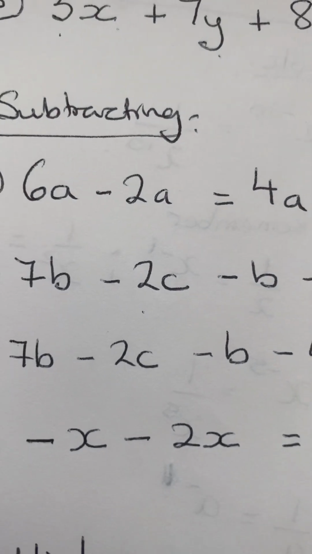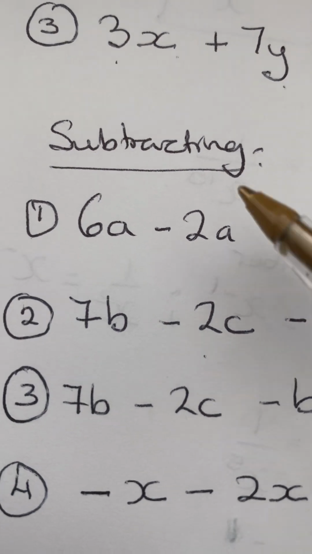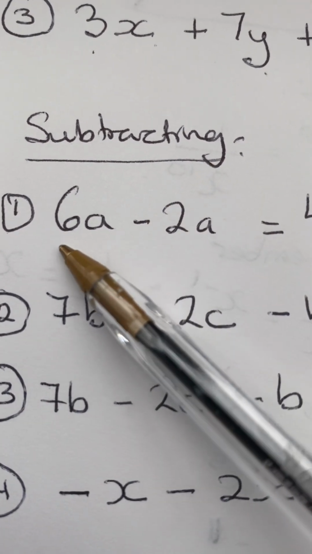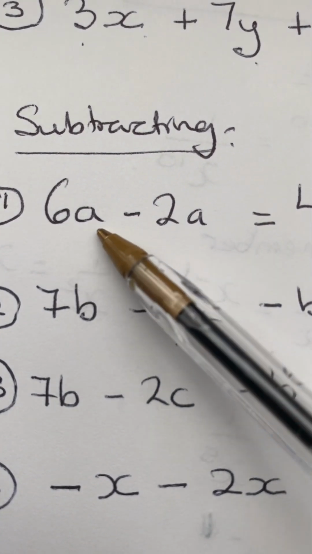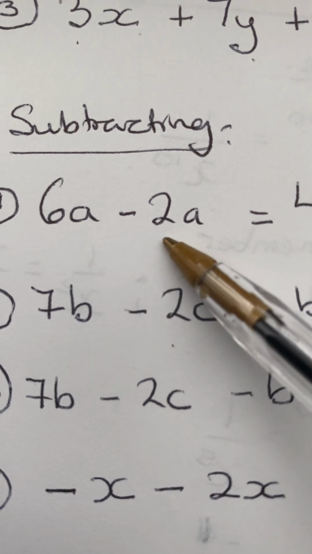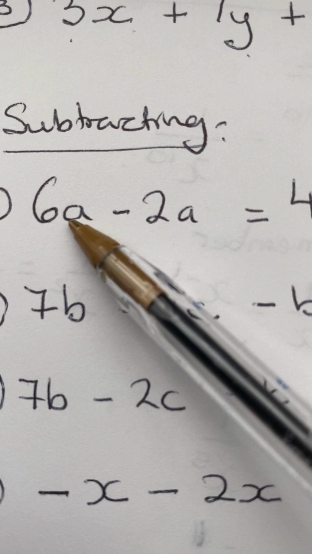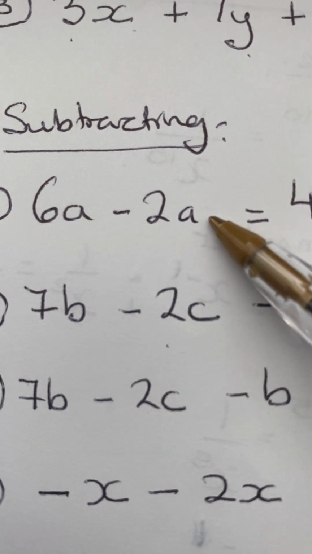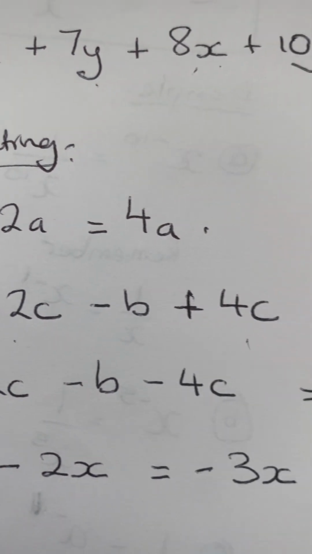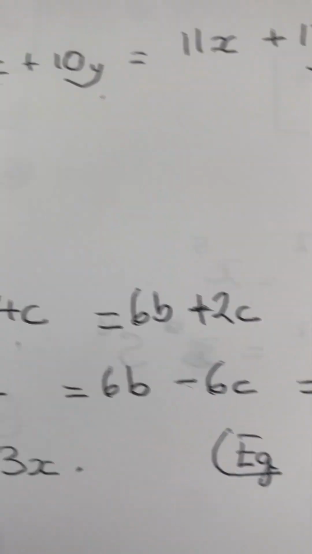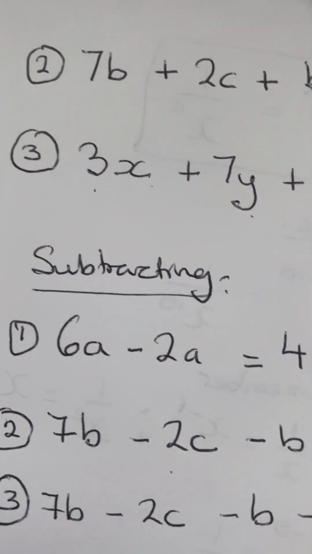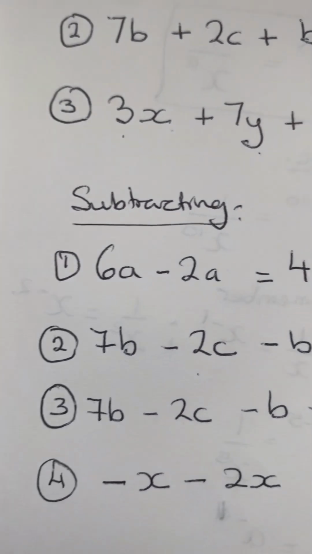Now in subtracting, our first example, 6a minus 2a. It's like we have 6 apples and we've eaten 2 apples. So now we have 4 apples.